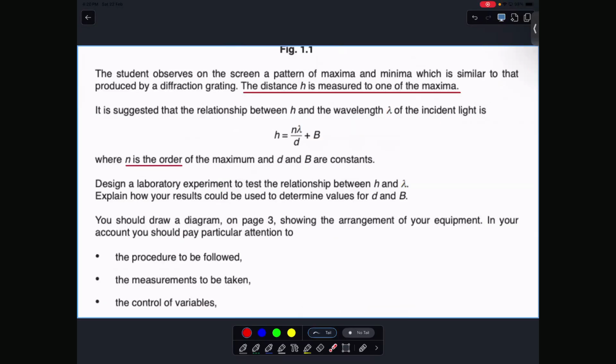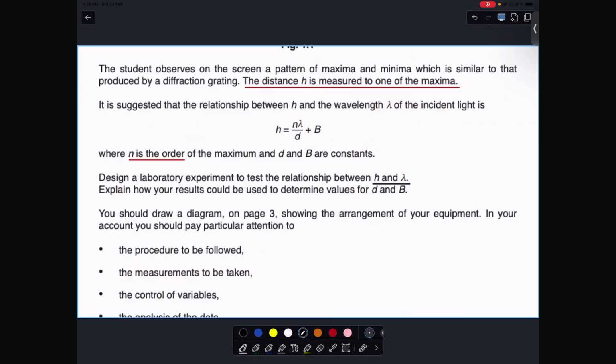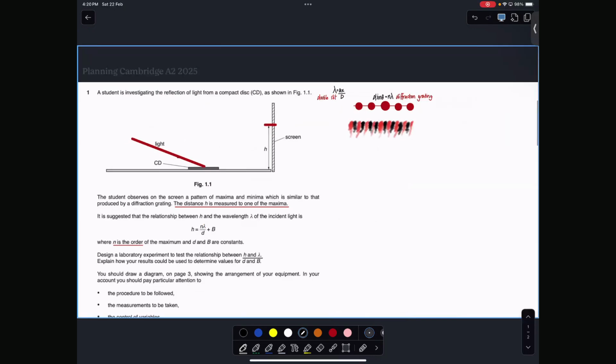Anyways, let's say you didn't remember this, which is normal. Let's see if we can do the experiment. So here it says design a laboratory experiment to test the relationship between h and lambda. Explain how your answer could be used to determine d and b. Diagram, right? So the question that you had was the diagram.